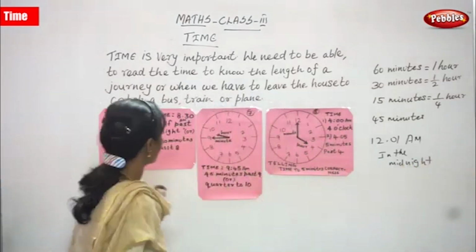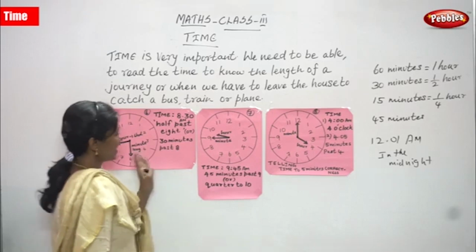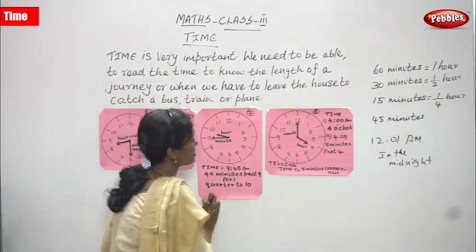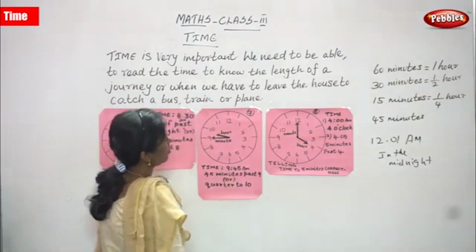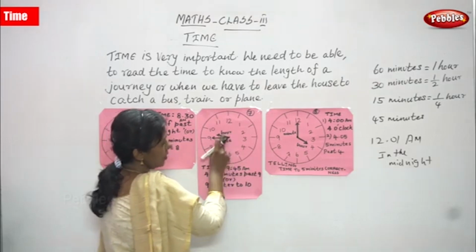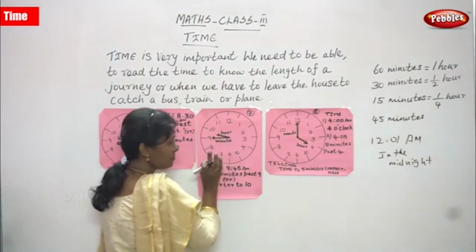I think you understand. So the sixth sum is over, now we are going to see the seventh sum. So consider the hour hand and the minute hand. The short hand is the hour hand, and the long hand is the minute hand.